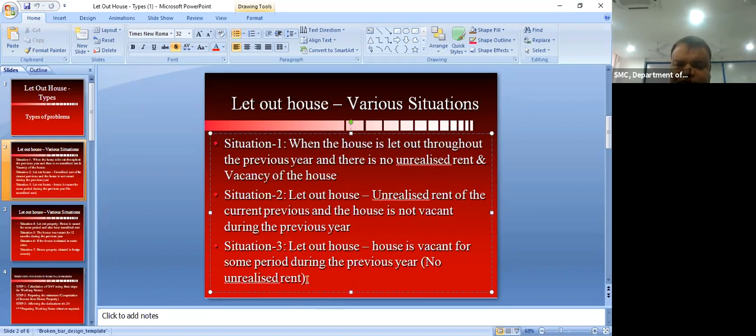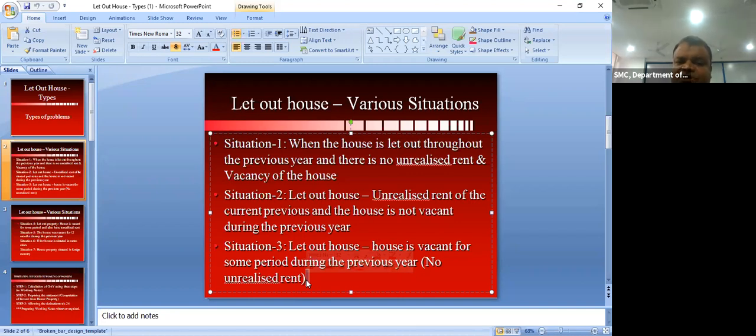And the third situation where you have let out the house: it was vacant for some period during the previous year, but there was no unrealized rent. That means there were no bad debts. To understand simply, unrealized rent is like a bad debt. That fellow stayed in our house, but he didn't pay the rent. He went away. We couldn't trace him, and it is very difficult to collect that rent. That is called an unrealized rent. So in the second situation, there was no vacancy, but there was unrealized rent.